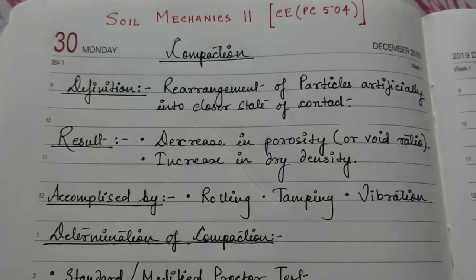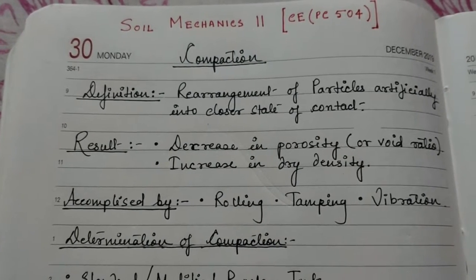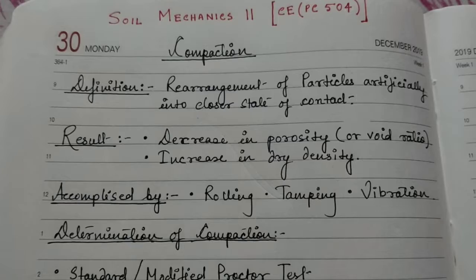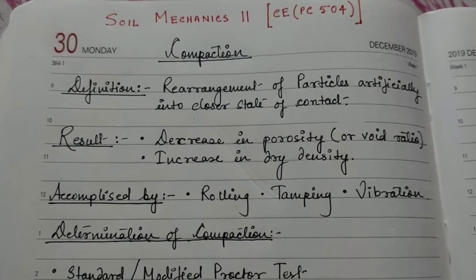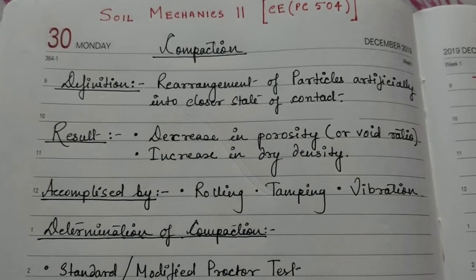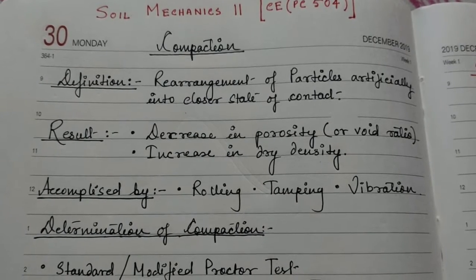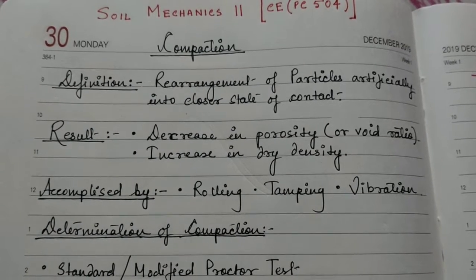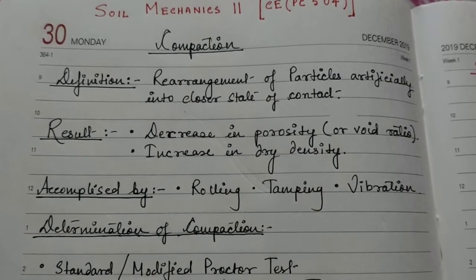So what do you mean by compaction? Compaction is basically a process by which soil particles are artificially rearranged and packed together into a closer state of contact by mechanical means in order to decrease the porosity or void ratio of the soil. Thus, as a result, it increases its dry density.